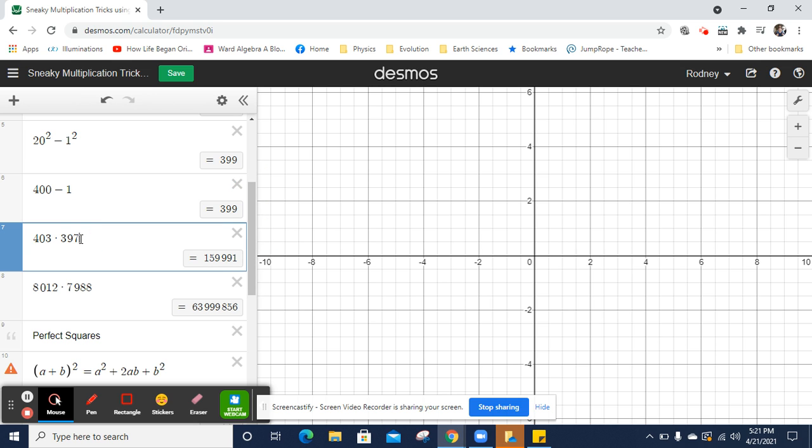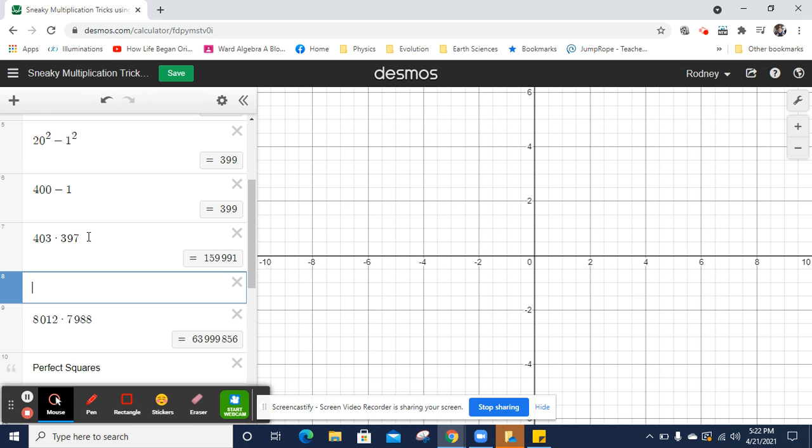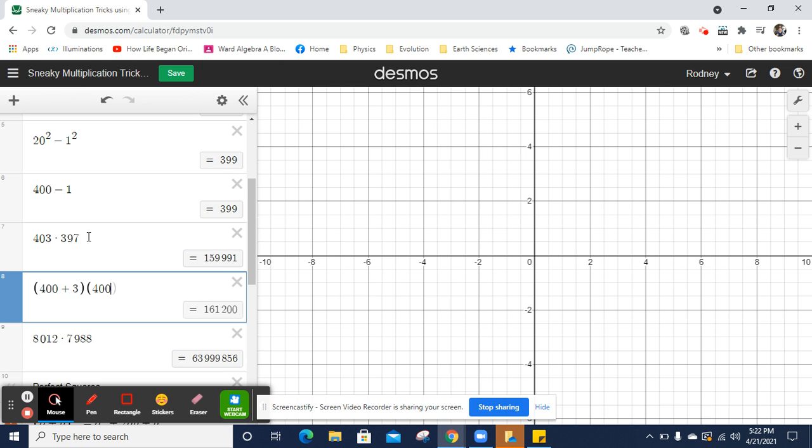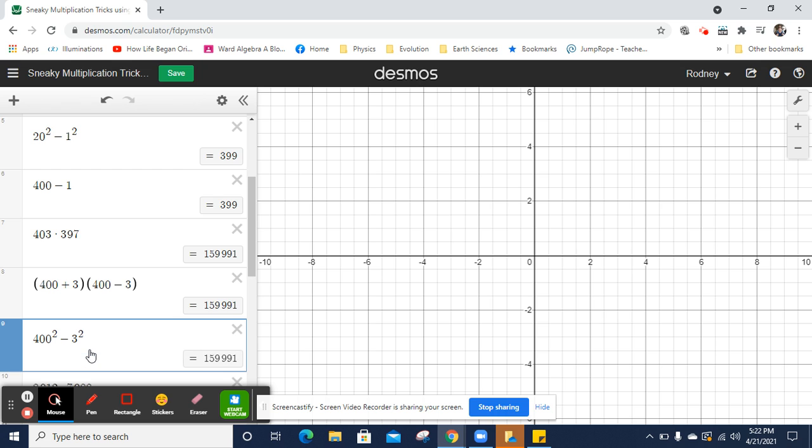This one's a 3-digit one, but you might notice that these are both 3 away from 400. This one's 3 more, and this one's 3 less. So I'm going to set this up as 400 plus 3 times 400 minus 3. Now all I have to do is get the square of each of these and get their difference. This is the sum of them times the difference of them, so that becomes the difference of squares: 400 squared minus 3 squared. And you see I'm getting the same answer here.